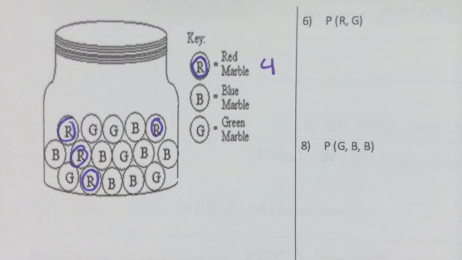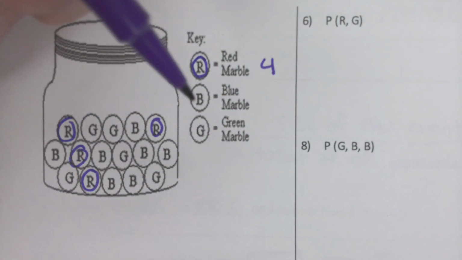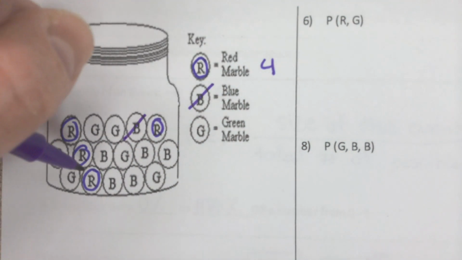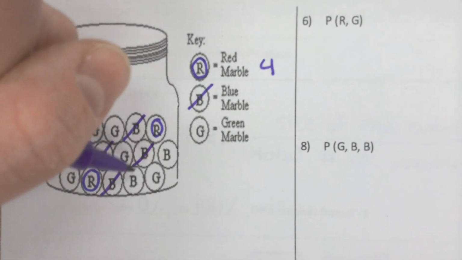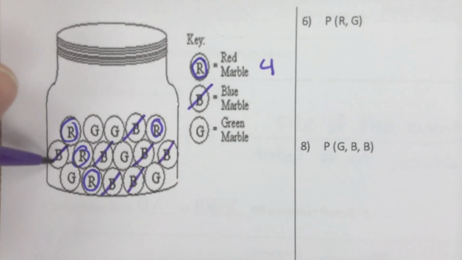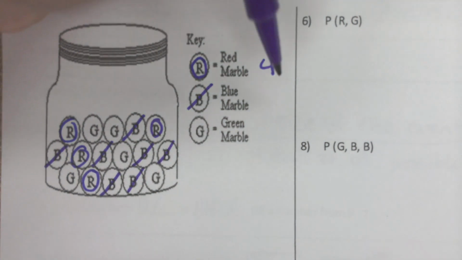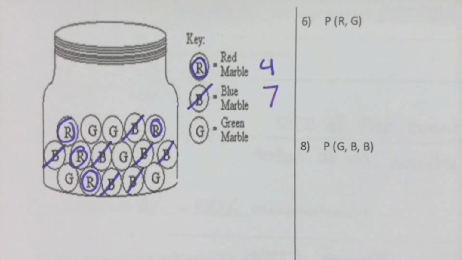We have 4 red marbles. For the blue, I'm just going to put a slash through them like that. We have 7 of those. You can choose another symbol to do the green, but honestly, the green is what's left untouched. So I'm going to leave that as is. So the untouched marbles, there are 5 of them.